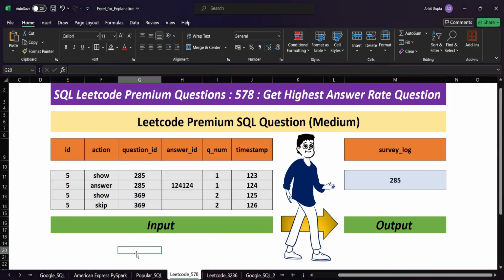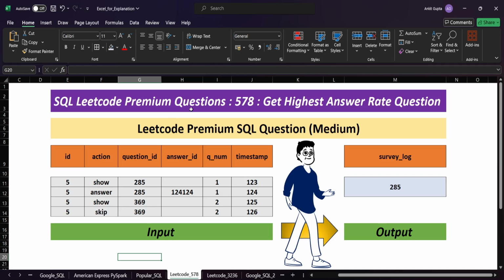So today we are going to discuss another problem of LeetCode. This is a premium question in SQL. The problem number is 578. It is a medium category problem and the name of the problem is Get Highest Answer Rate Question, right?